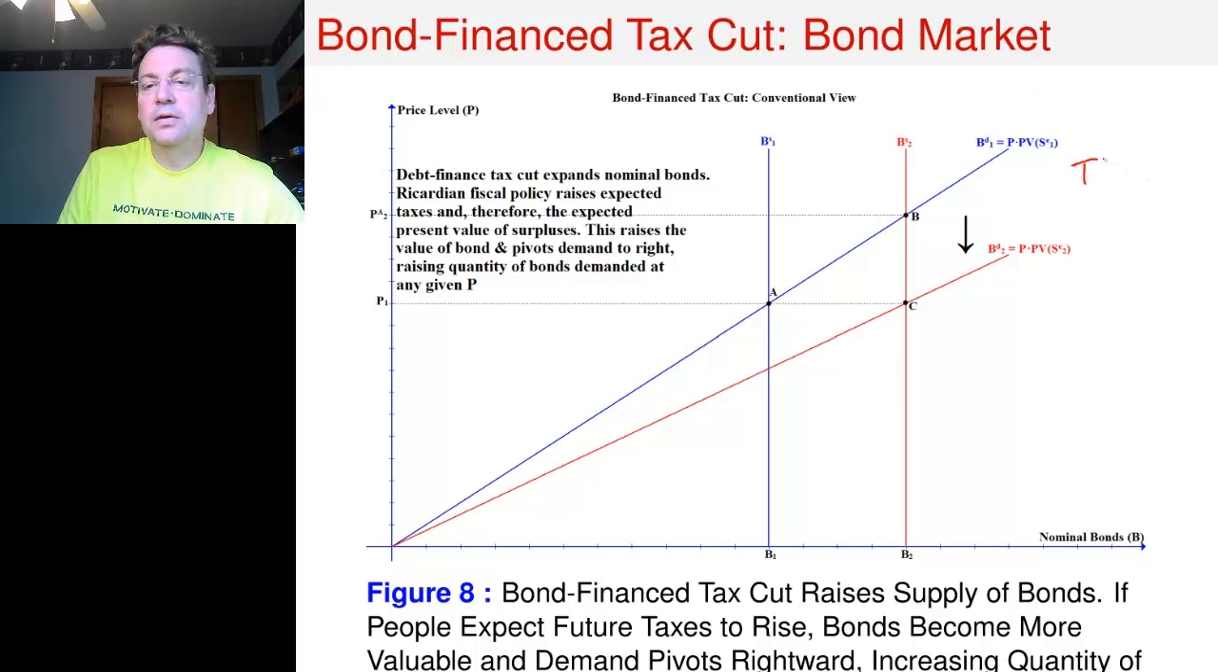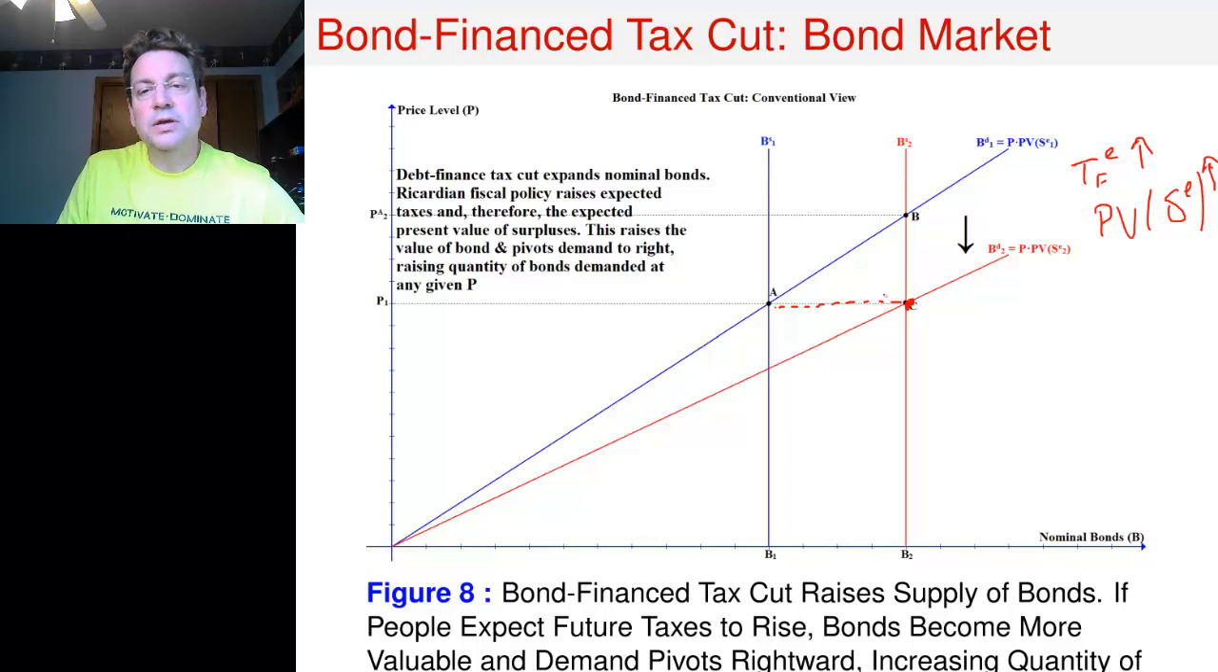So we have that expected taxes in the future are going up. That then raises this present value. And that means that at any given price level, people now want to hold more bonds. And because of the nature of the Ricardian experiment, the change in nominal bonds is exactly equal to the change in the present value of future surpluses. That means that P remains fixed.